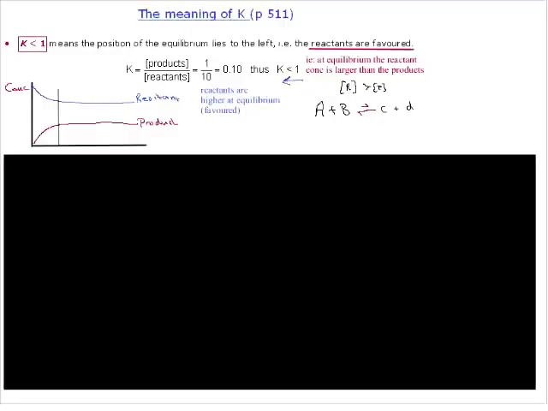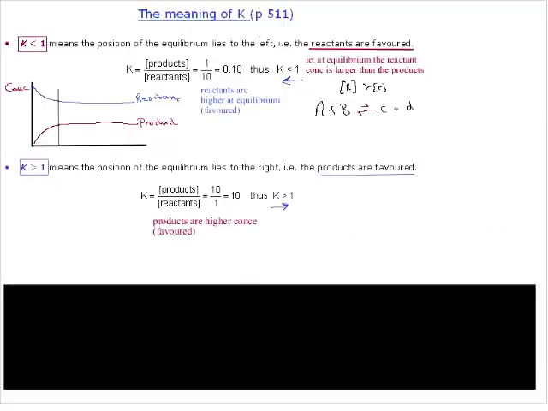Now we look at this from the other perspective and ask, what happens when K is greater than 1? Well, when K is greater than 1, the products are going to be favored. And if the products are favored, that means at equilibrium, the product concentration is going to be larger than the reactant. So again, hypothetically, let's say that the product concentration is 10 times that of the reactants. So we're going to be dividing by a bigger number on top. And we're always going to get a value that's going to be greater than 1.